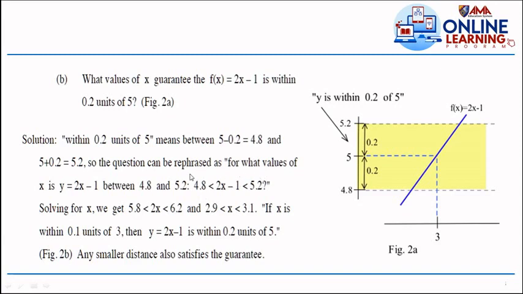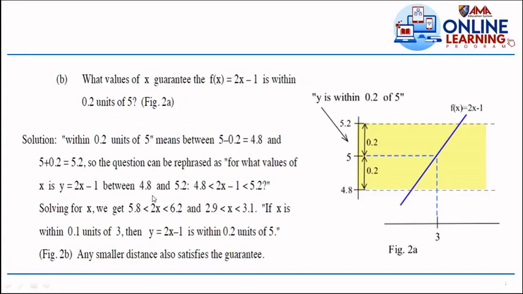So, basihan po natin yung unang equations po natin. 2x minus 1 should be greater than 4.8 but less than 5.2. So, kung ano yung nandito, i-add po natin siya. 1 plus 4.8, 5.8. 1 plus 5.2, we have 6.2. Okay? So, dyan po siya galing.